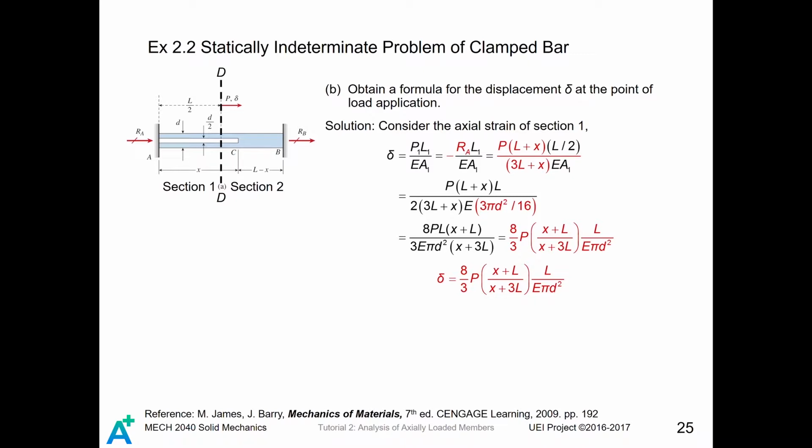Consider the axial strain of section 1. Still, we try to use the delta formula, and we substitute RA into this formula. Also, we put A1, which equals 3 divided by 16 pi d squared, into this formula. Then, by a lot of calculation, we can find delta equals 8 divided by 3 times P times x plus L divided by x plus 3L times L divided by E pi d squared.